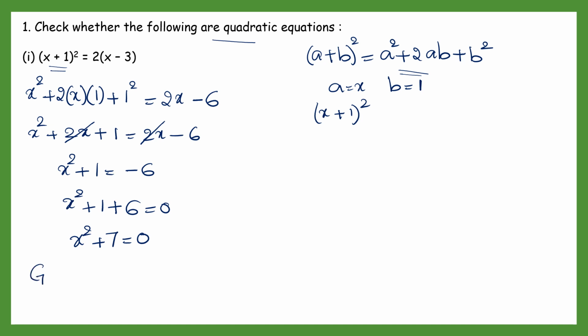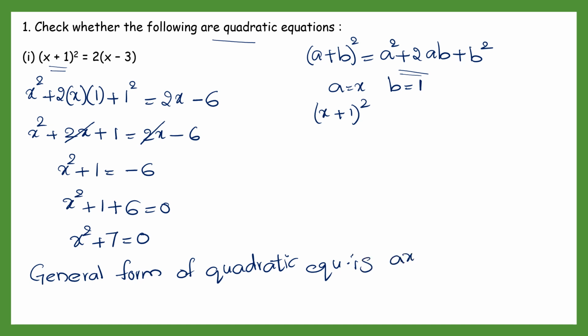What is the general form of a quadratic equation? The general form of a quadratic equation is ax square plus bx plus c is equal to 0, where a should not be equal to 0.